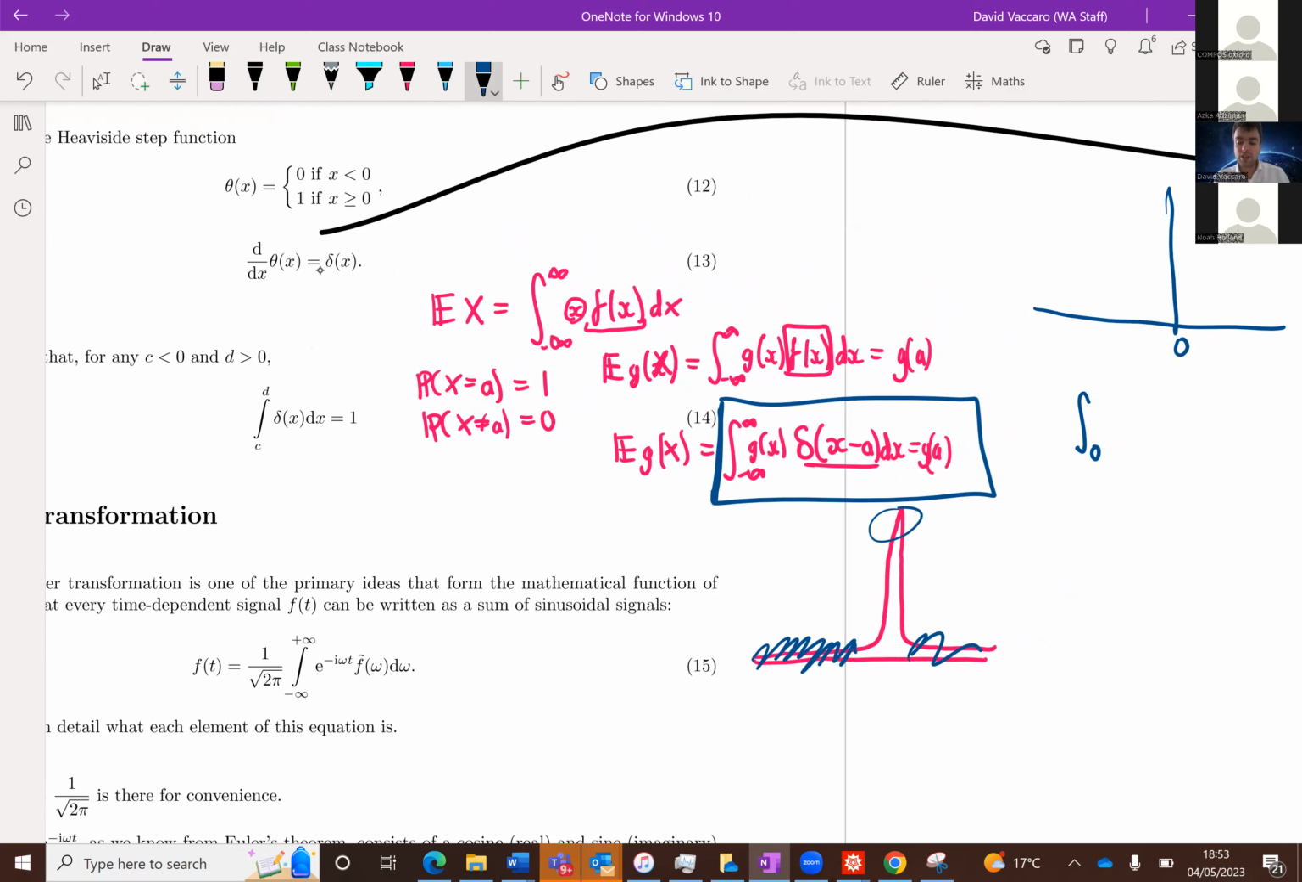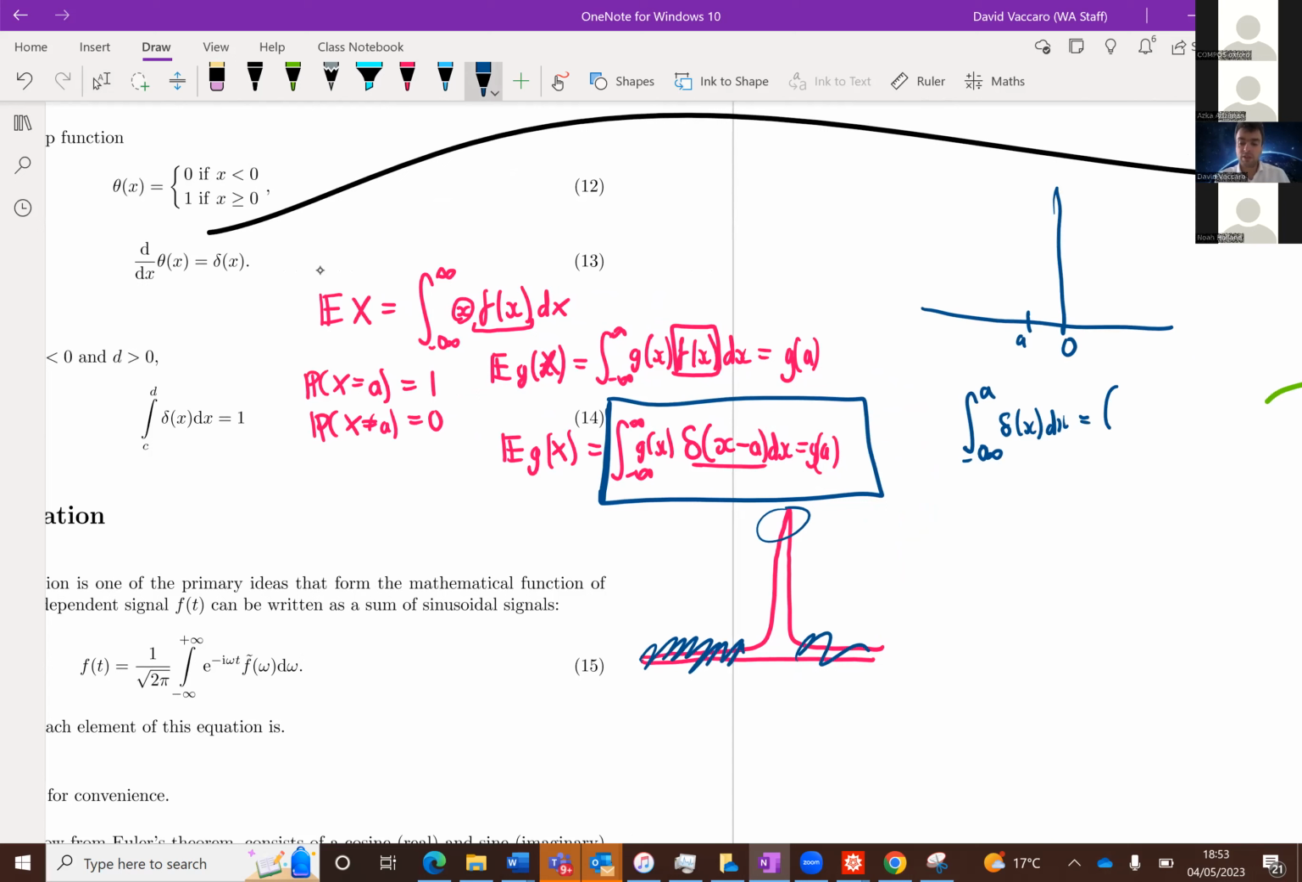Now, if I integrate from negative infinity to a of the delta function, if a is negative, I haven't reached the spike. So I've just integrated where the function is 0, so it's 0. If a is positive, then I've gone past the spike, and so it becomes 1. So the integral of my delta function up to a is this function, which is 0 for negative numbers, and then 1 for positive numbers. And this is called the Heaviside function.